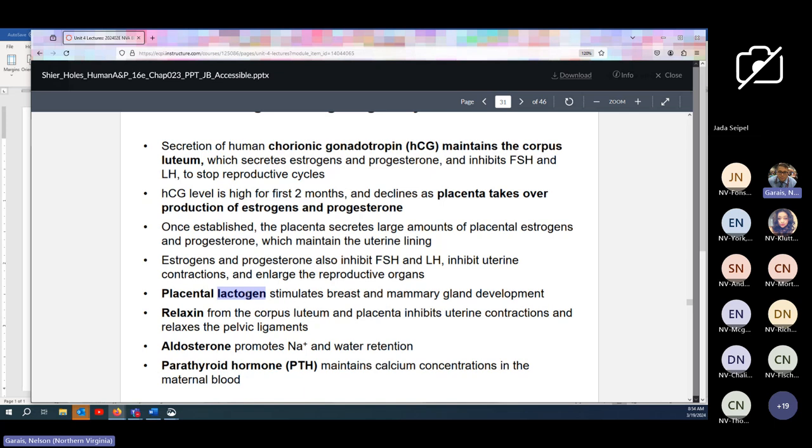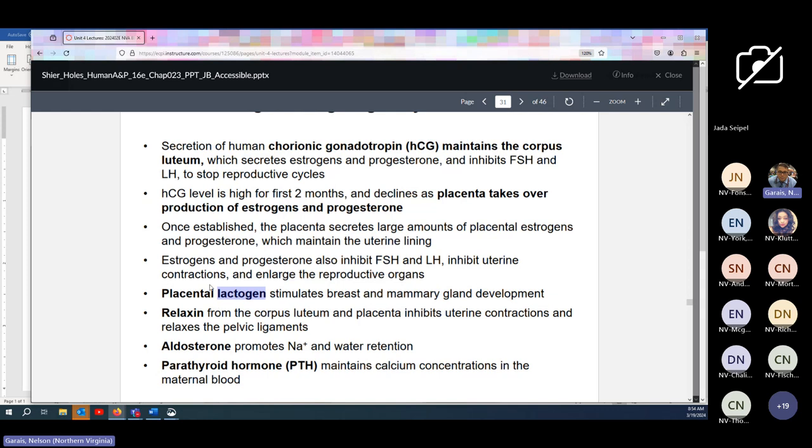Why? Because lacto means milk, gen means creation of. The breast and mammary glands have to develop, okay? And they not only develop the function to make milk, they're going to get what? Engorged, they're going to get bigger, right? So there is growth and development secondary to lactogen.